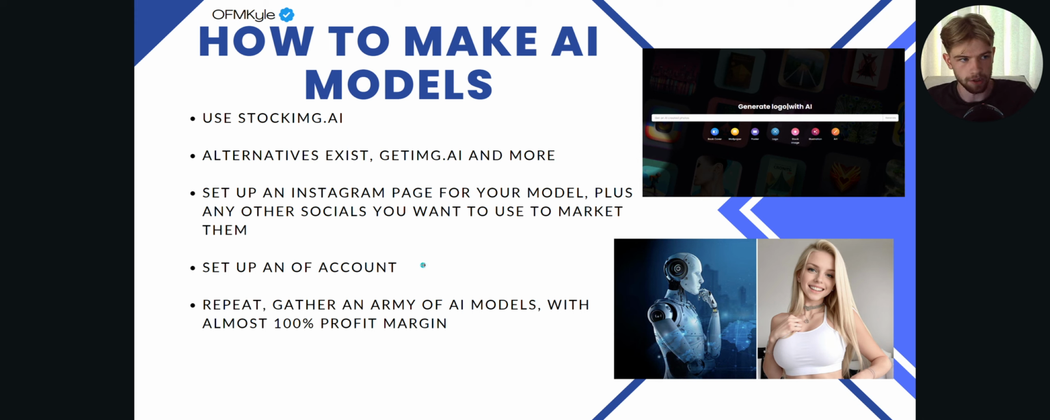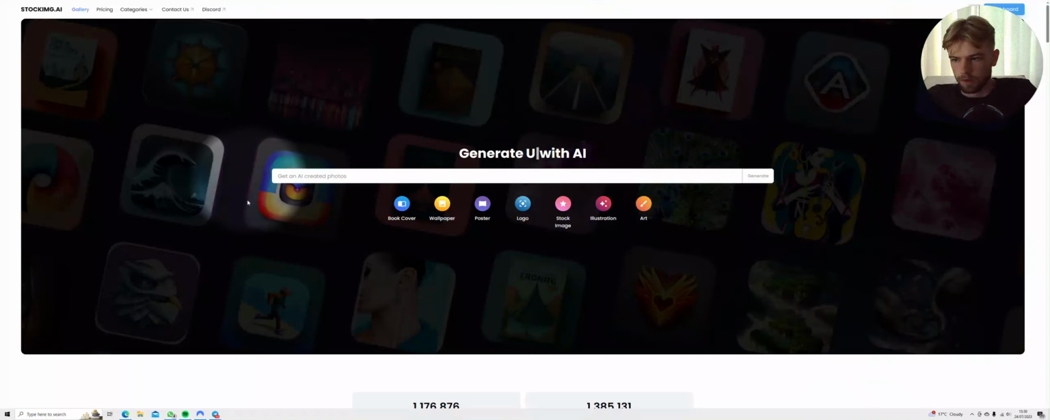And then basically repeat this process, gather an absolute army of AI models. As for the profit margin, there's no split with another model, so it's technically 100%, although OnlyFans takes 20%, but you're not splitting it with anyone. So AI models are 100% profit margin technically. But yeah, I'm going to go into Stock Image AI and show you how to create AI models.